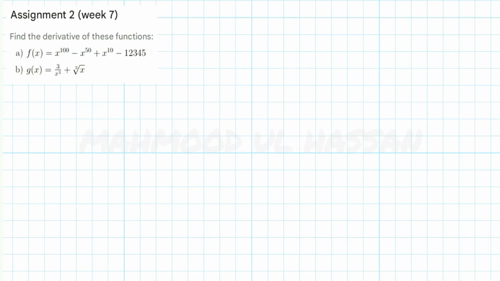Now move to the next question, that is find the derivative of these functions. The first function is f of x equals x to the power 100 minus x to the power 50 plus x to the power 10 minus 12,345. This is our function, and we are trying to find the derivative of this function. So we have to differentiate this function with respect to x.